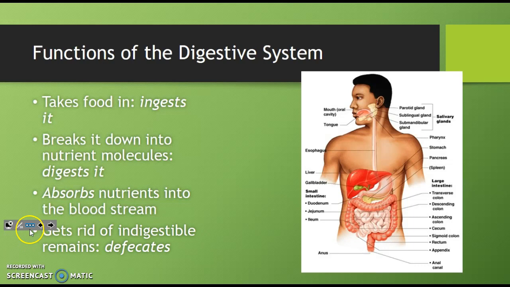So what are some functions of the digestive system? Well, one, you're going to take in food and ingest the food. That's what we call to take in food. Digestion actually means to break down that food into molecules. Then we need to absorb those nutrients into the bloodstream and finally get rid of what we don't need in the form of feces, or defecate it. So we ingest food, we digest it, we absorb it, and then we defecate it.